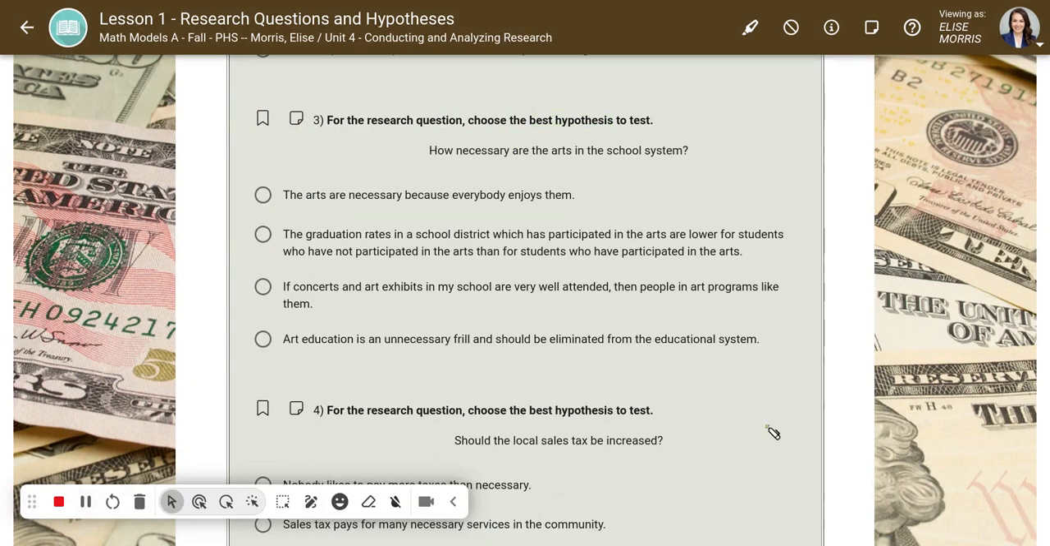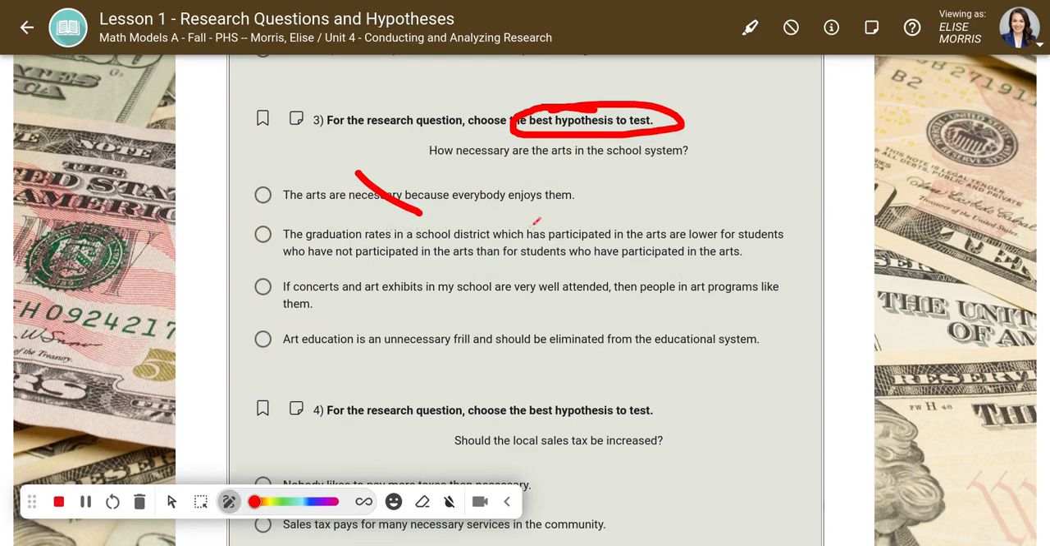Hold on. I just want to do another example. So let's just do number 3. For the research question, choose the best hypothesis. So here's our question we're interested in. How necessary are the arts in the school system? The arts like art class, music, choir, all those things. Theater. Okay, the arts are necessary because everyone enjoys them. This is a persuasive argument. I mean, I agree with that statement, but that's not what we're looking for. We're looking for the best hypothesis to test.